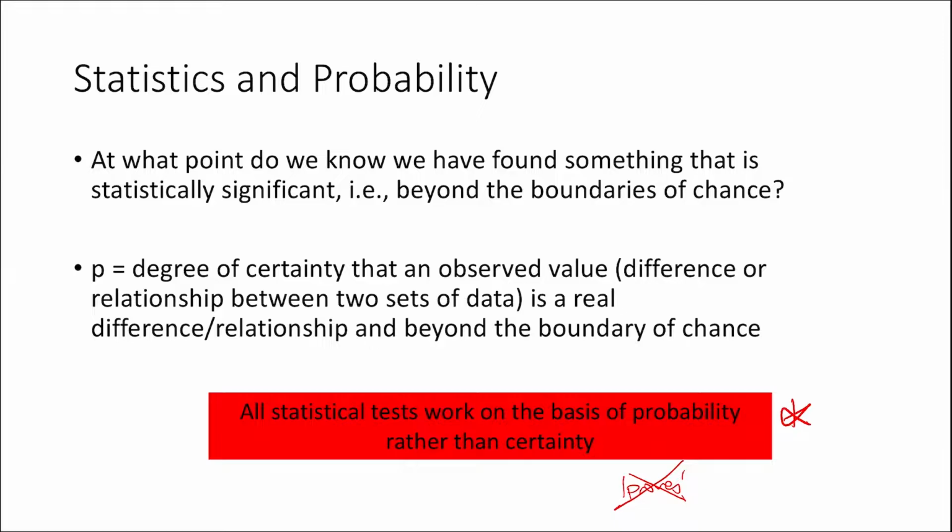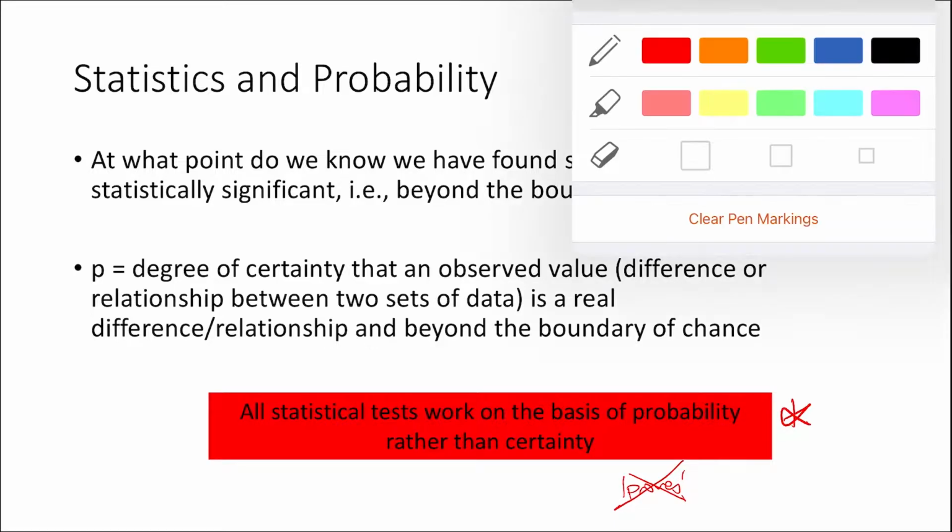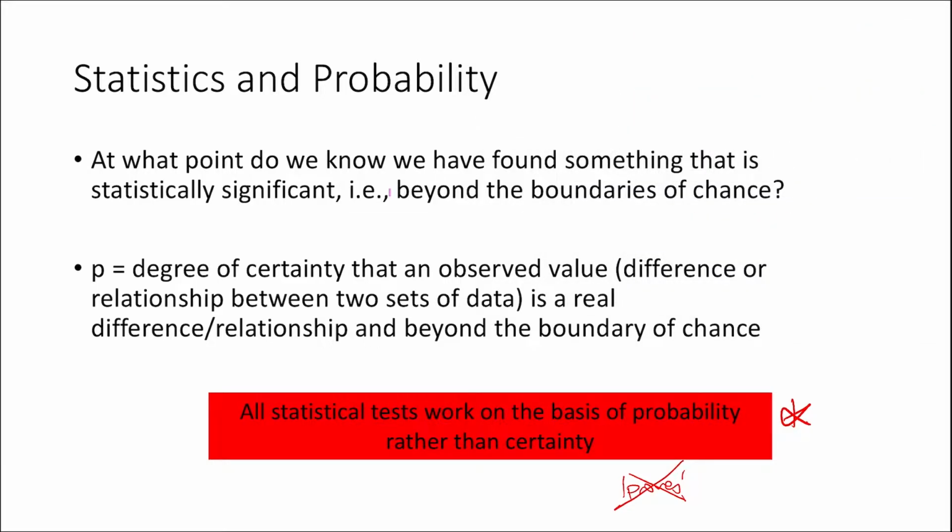So at what point do we know whether something is statistically significant? I.e., at what point do we know whether our finding is beyond the boundaries of chance? At what point are we confident that our finding is not due to chance and is due to a real difference or a real association between conditions? I.e., are our results actually meaningful? If they are meaningful, and if we're confident that they have occurred due to a real difference or a real association and not due to chance, then we say our finding is statistically significant, beyond the boundaries of chance.